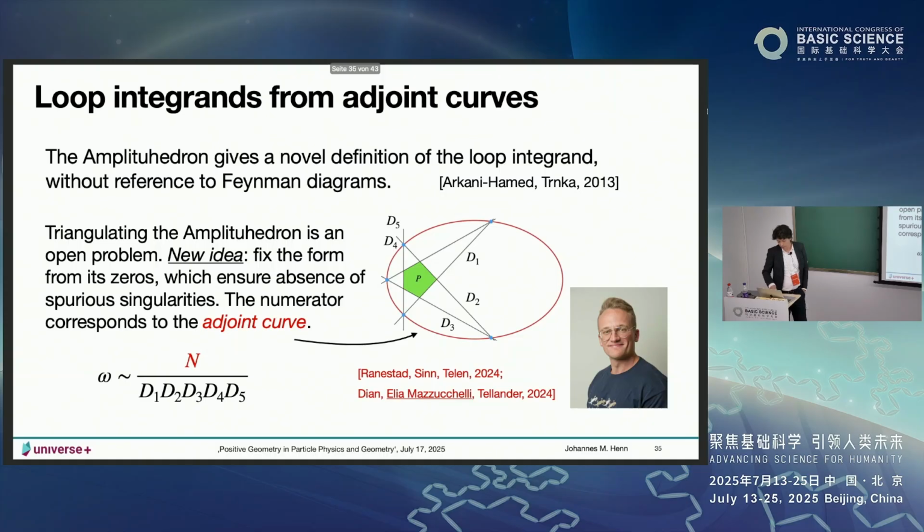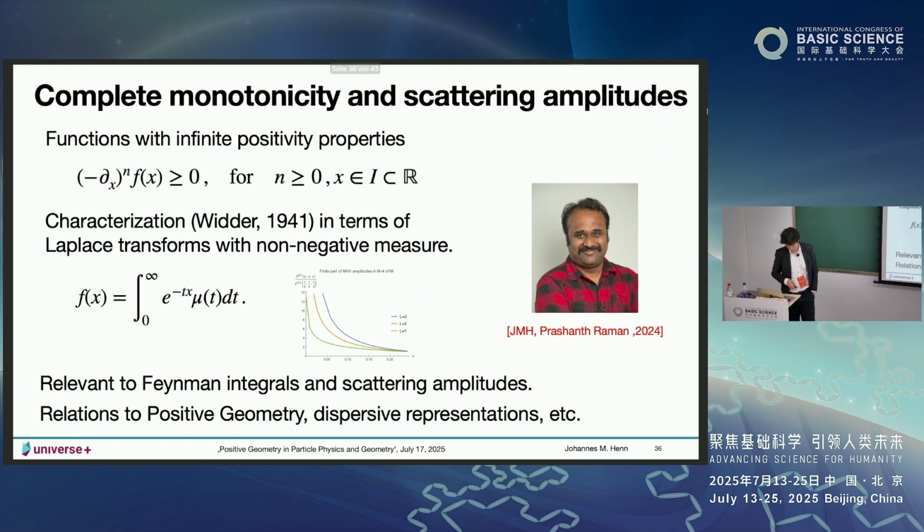So now we've come from tree level to loop level, but this is still the integrand. Now I'd like to tell you something new about the integrated functions. So this is work with Prashant Raman, who's a postdoc in Munich. And this is about a fascinating math property, which is called complete monotonicity, and which is related to positive geometry.